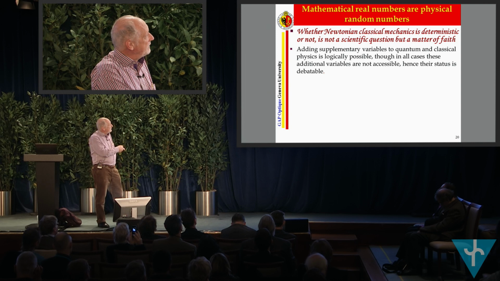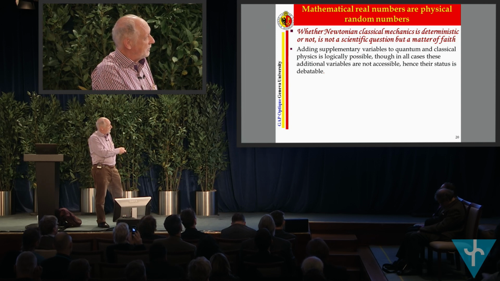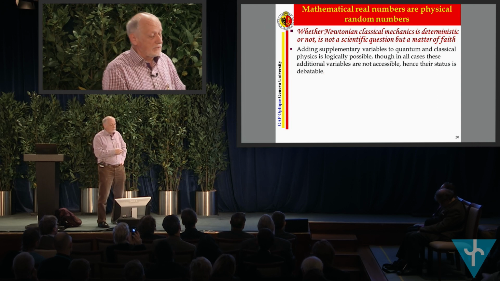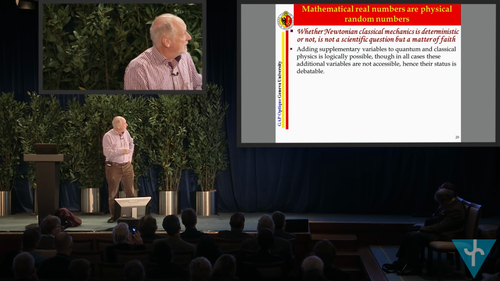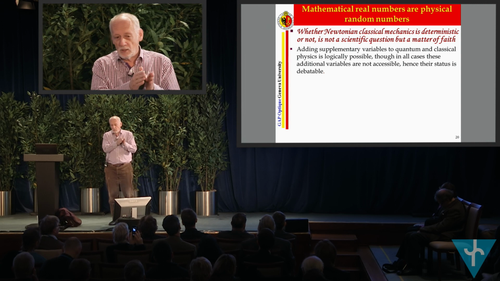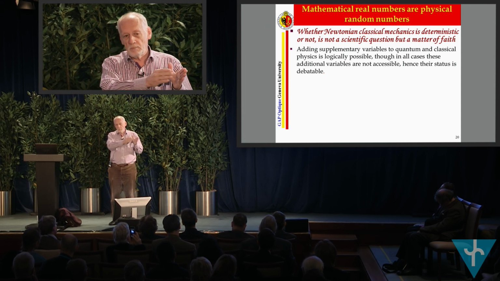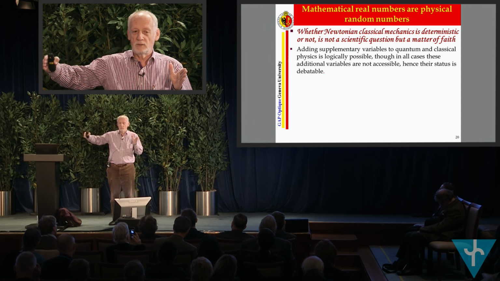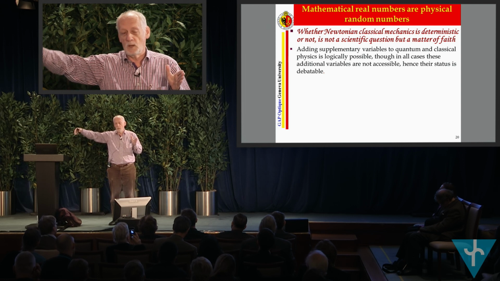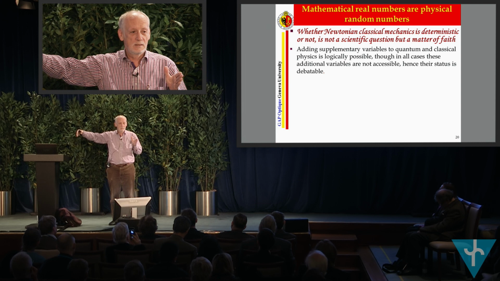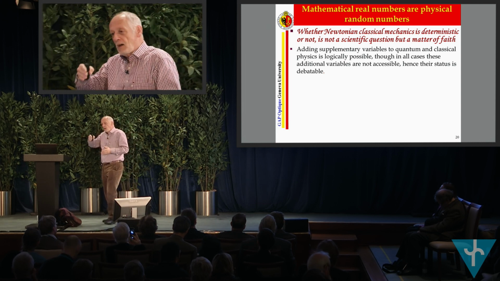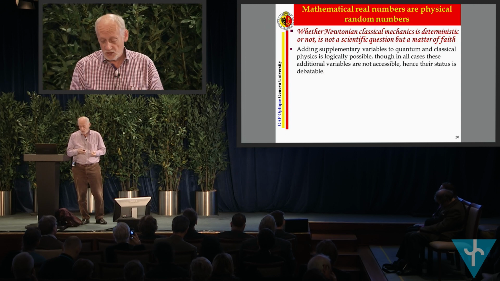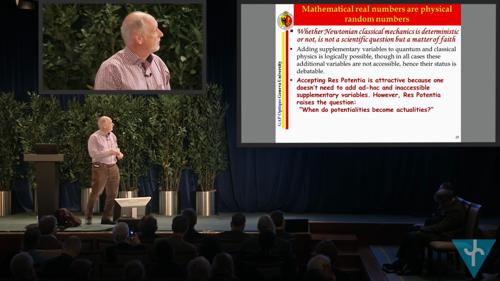Now, adding supplementary variables to quantum and classical physics is a logical possibility, though the fact that these additional variables are not accessible, you cannot really gain information about them, makes their status debatable. Again, if you have a real number, and I give you the first billion digits, that provides you exactly 0 information about the billion plus 1 digit, the next digit. So they still are inaccessible in this sense. You can't get any information about what is beyond.